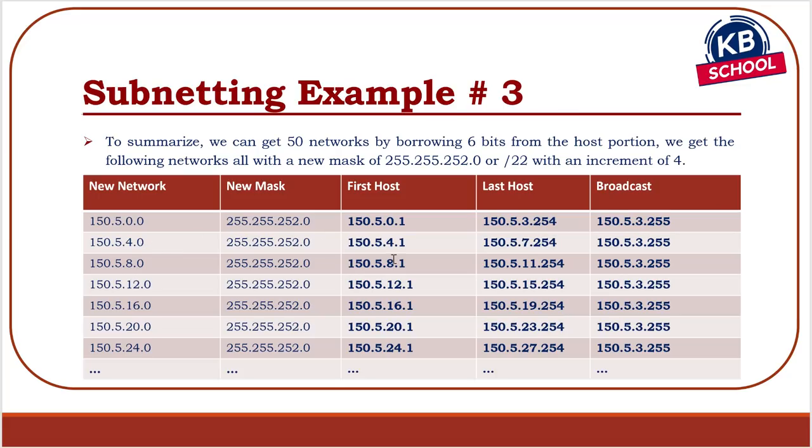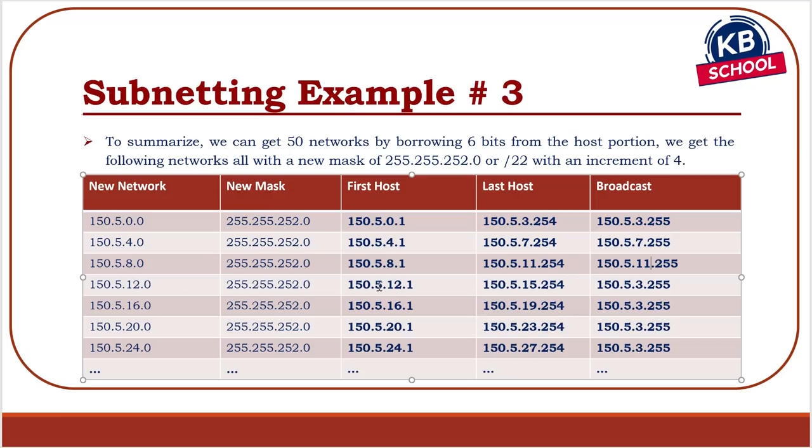For the 4 network, 4.1, this would be 7.255. Why 7? 8 is the upper limit. 5.7.255, 7.254 as the last usable one. On the 8 network, 8.1, the upper limit is going to be 11. Why 11? Because this is 12. 11.254 is the last usable host.